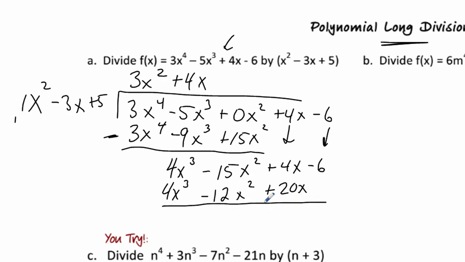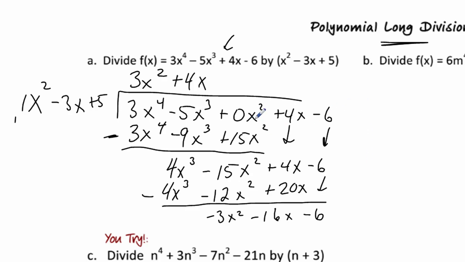So now, let's do that. These cancel because I'm subtracting. Negative 15 minus negative 12 is negative 3x squared. 4 minus 20 is negative 16x. And then drop this last term like it's hot.